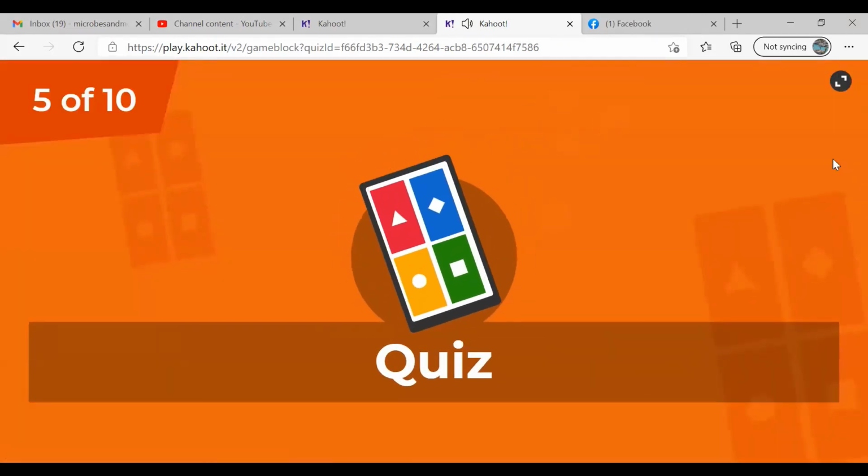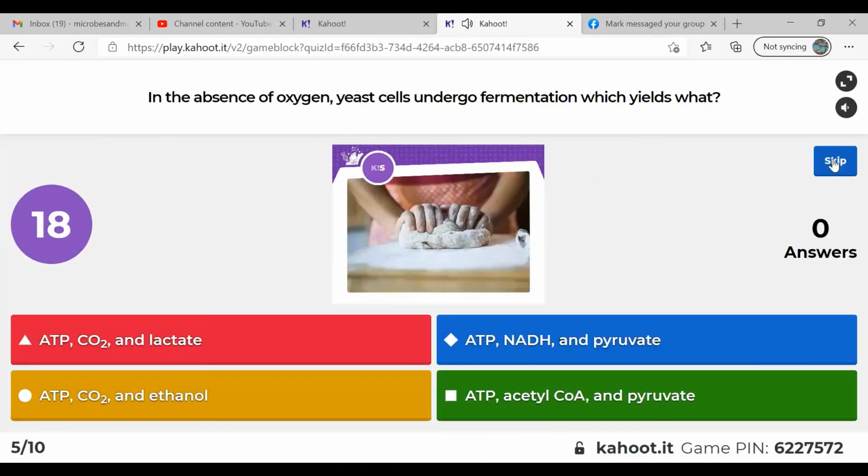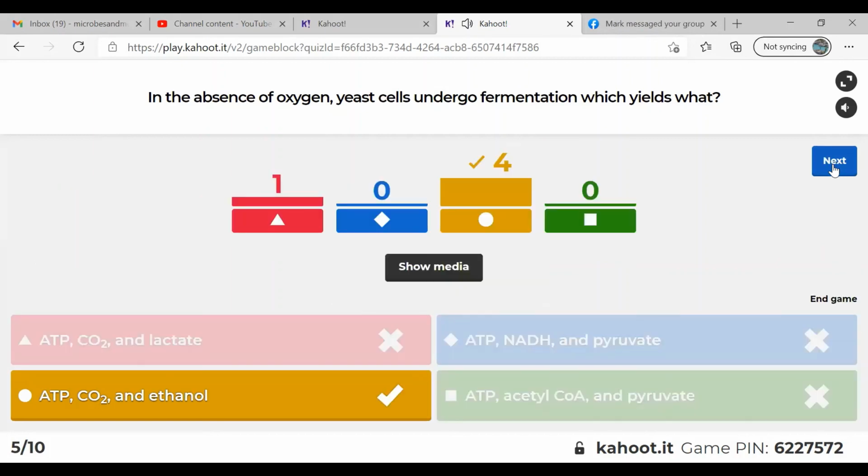Okay, question 5. In the absence of oxygen, yeast cells undergo fermentation, which yields what? So this is going to tell me who did the lab yesterday, right? Or who just listened 5 minutes ago. I won't hold it against you if you don't get the right answer. So the correct answer is CO2 and ethanol. And of course, ATP.